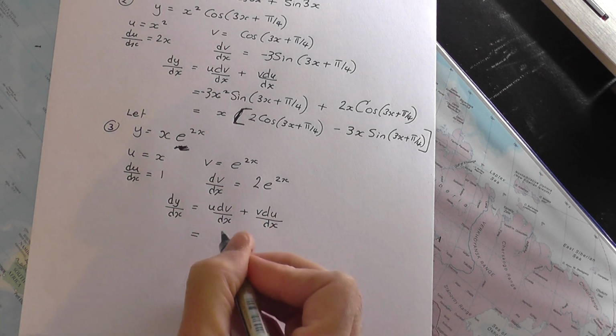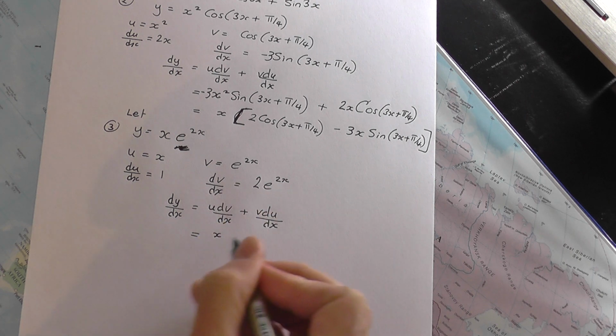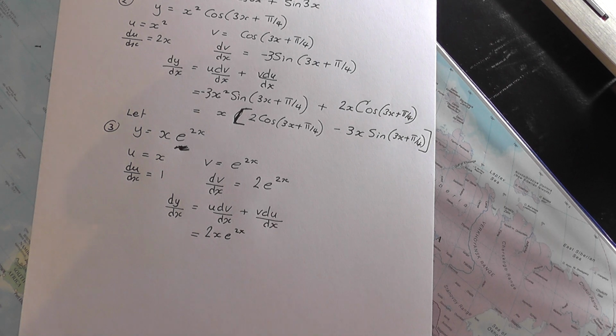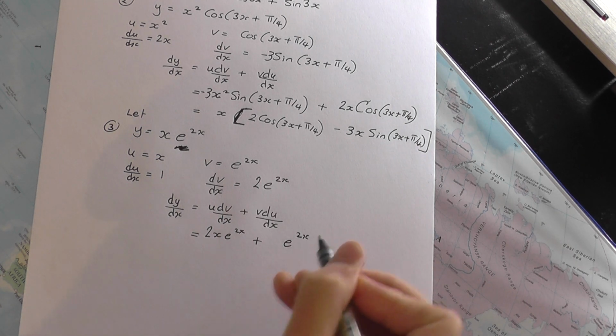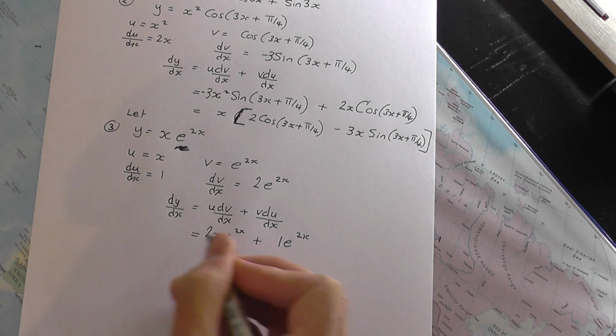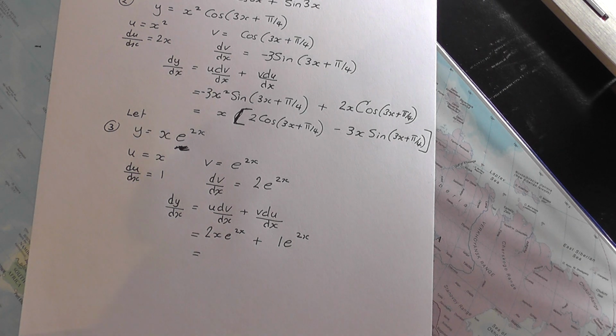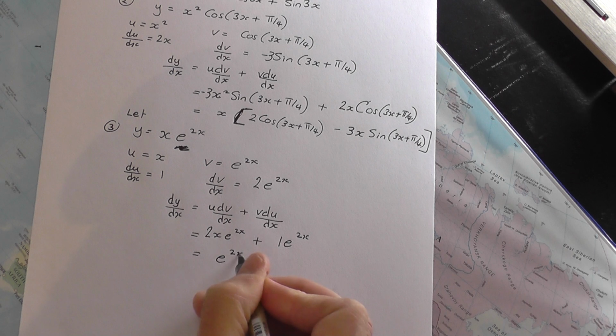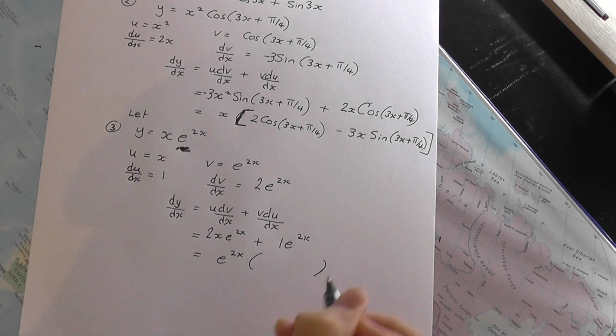U is x, dv by dx is 2, put that at the front, e to the 2x. Put that at the end, plus v e to the 2x, du is 1, so I can put a 1 there. Looking at that, that's basically the answer, but there is a common factor of e to the 2x in these two terms. The rest goes inside a bracket.